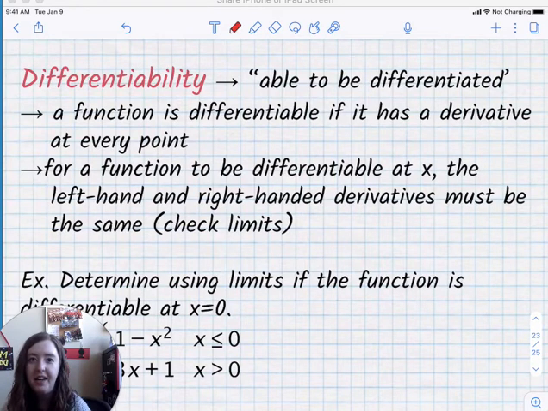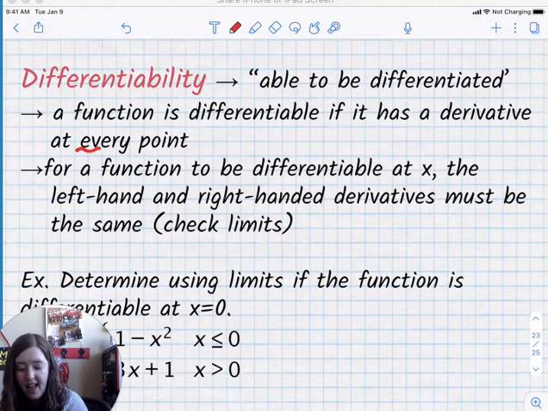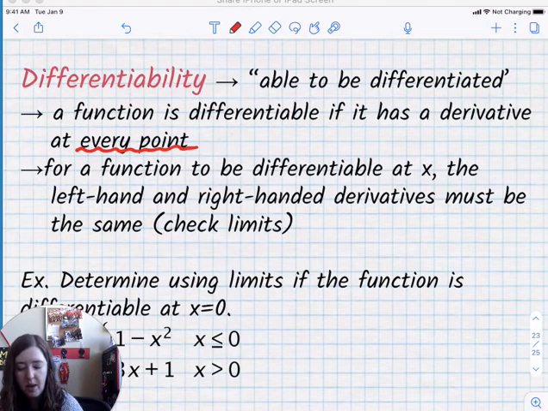Differentiable. Now, you might think if you can find the derivative of something, you're able to differentiate it. Not necessarily. So a function is differentiable if it has a derivative at every point. So there might be a particular point inside of that function where my derivative doesn't actually exist. So for a function to be differentiable at x, the left-handed derivative and the right-handed derivative have to be the same. So we're going to check limits. We're going to check those derivatives on both sides.